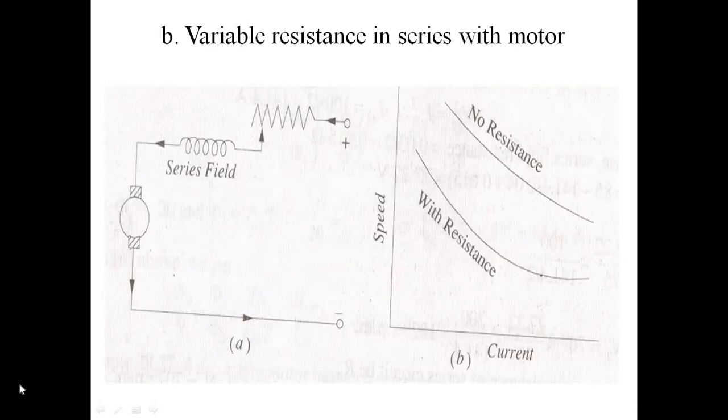By the variable resistance method, a resistance is connected in series with the series motor, in the field circuit. So the resistance will be either increased or decreased. If the field resistance is increased, the current also decreases, so the speed increases. If the field resistance is minimum, the current will be maximum, and the speed will be minimum.